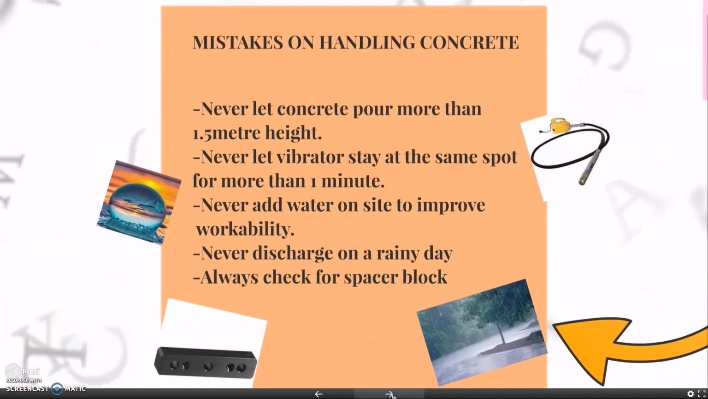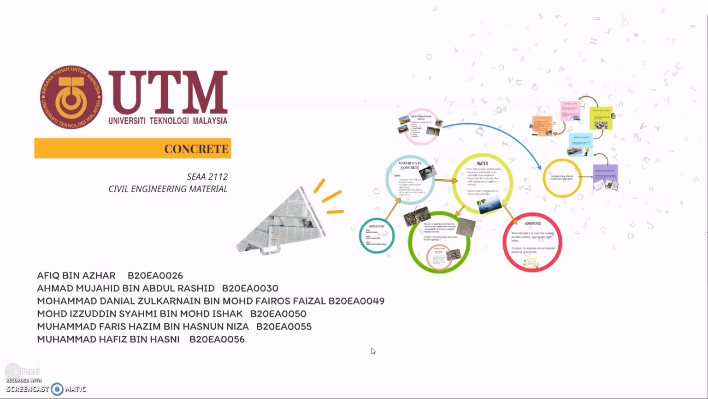There are several precautions on handling the concrete. The first is never let the concrete pour from more than 1.5 meter height. The second is never let the vibrator stay at the same spot for more than 1 minute during the compacting process. The third is never add water on site to improve workability. The fourth is never discharge on a rainy day, and lastly, always check for spacer block.